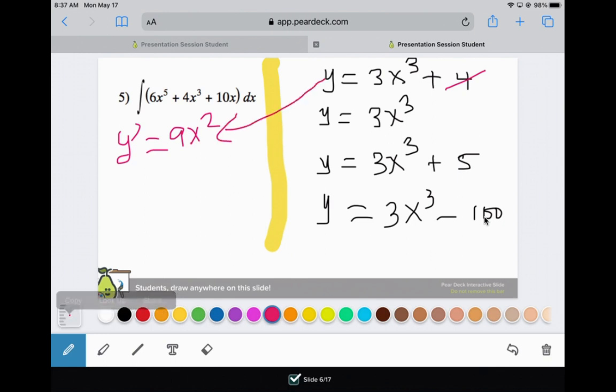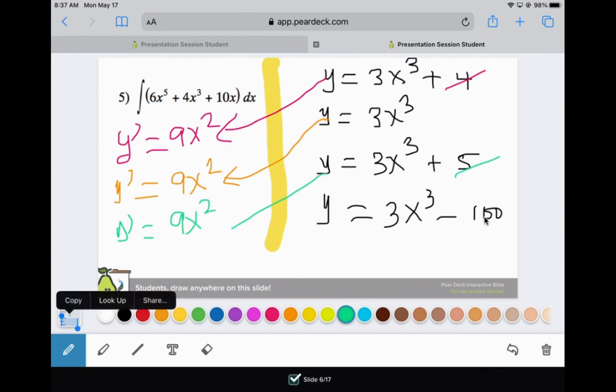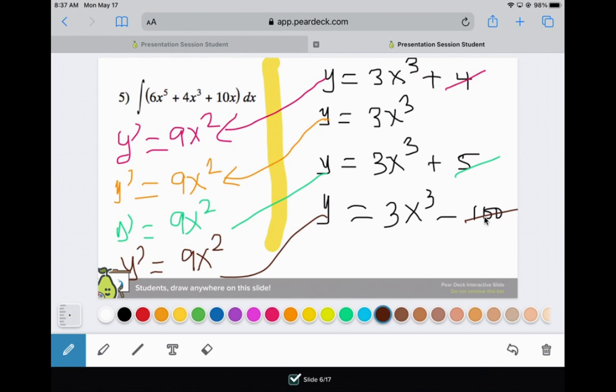If I take the derivative for the second one, y prime is just going to be 9x squared. If I take the derivative of the third one, it's just going to be 9x squared because the 5 just disappears. Then the last one, y prime is still going to be 9x squared because the 100 is gone.